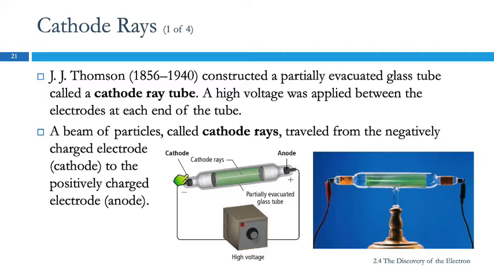This end is called the cathode. It's negatively charged. This end is the anode. It's positively charged. And because these rays came from the cathode, they were called cathode rays. And this is a tube that made cathode rays, so they called it a cathode ray tube, right? So creative.